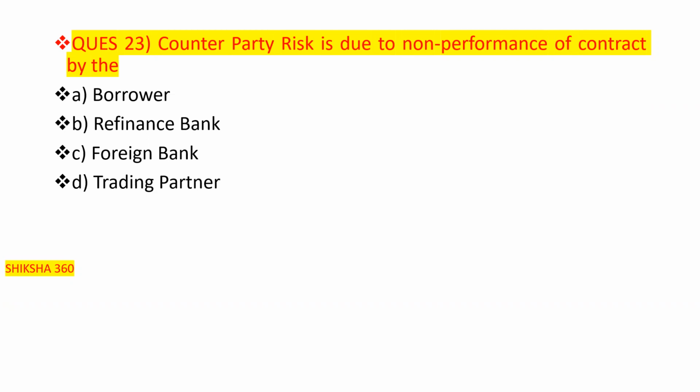That is counterparty risk, that is, the person opposite, who is trading with us, due to the non-performance of contract. So the answer is the trading partner, because here we are discussing counterparty risk in trading.